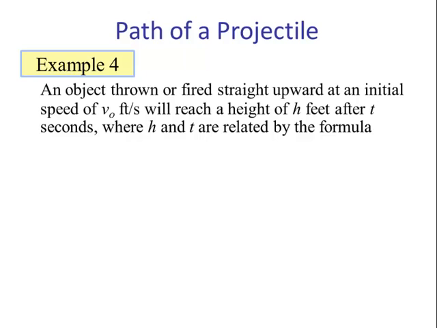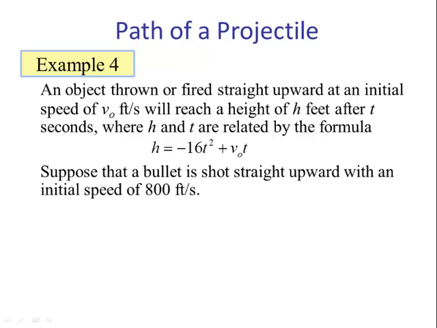Example 4. An object thrown or fired straight upward at an initial speed of v sub 0 feet per second will reach a height of h feet after t seconds, where h and t are related by the formula h equals negative 16t squared plus v sub 0 times t. Suppose a bullet is shot straight upward with an initial speed of 800 feet per second.